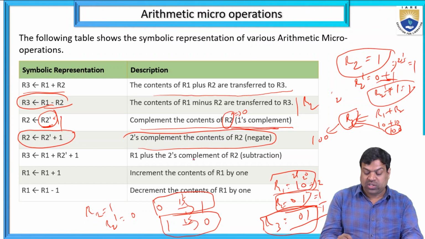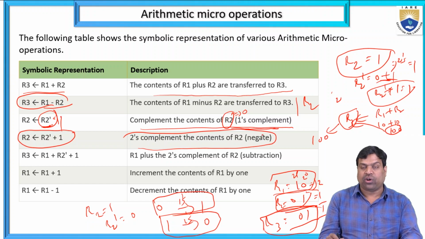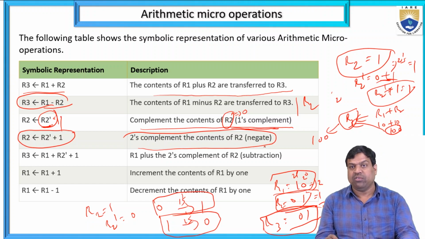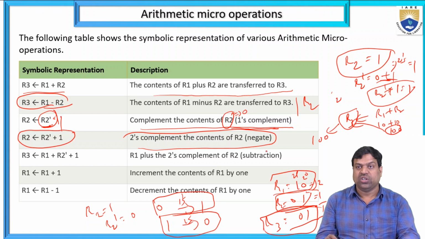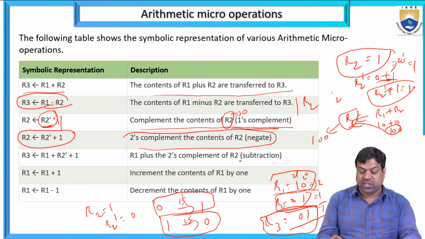So the same value is applicable here. It means the 1's complement of R2, plus again we are adding 1 to that. So that is called 2's complement. After getting the result of the 1's complement, I am adding plus 1. That is called 2's complement. So for the 2's complement, R2 bar plus 1 equals the negative of R2.